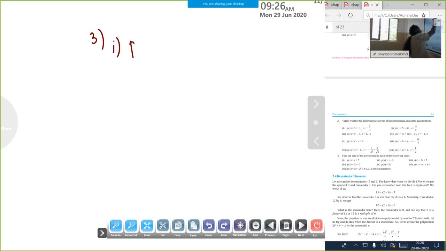Then your first question is P of x equals 3x plus 1, and the zero given there is x is equal to minus 1 by 3. Your question is, is x equal to minus 1 by 3 a solution or not? That is our question. Verify whether these are zeros or not. We verify it. How to verify it? x is equal to minus 1 by 3.